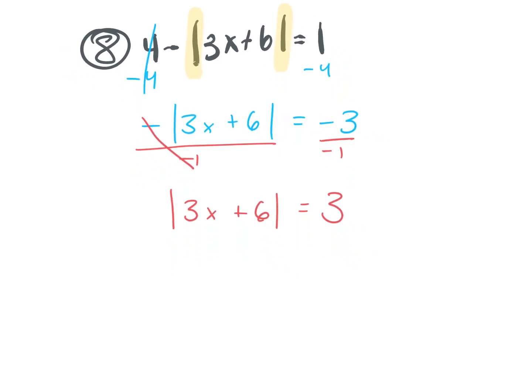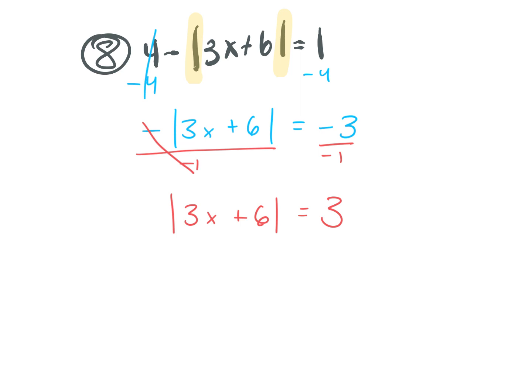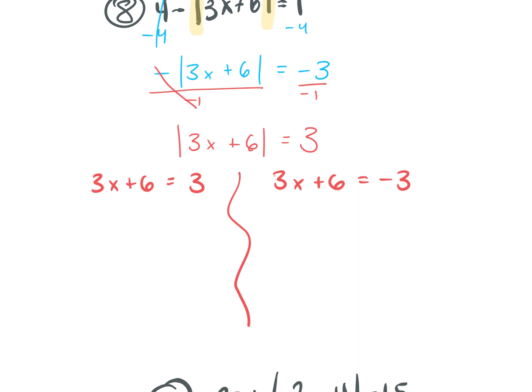What would I do next? Make it 2 equations. So 3x plus 6 is equal to positive 3. What else is it equal to? Negative 3. So 3x plus 6 is equal to negative 3. So now we just solve each equation. What should I do first to solve the one on the left? Subtract 6. 3x is equal to negative 3. What else do we do? Divide by 3. So x is equal to negative 1.